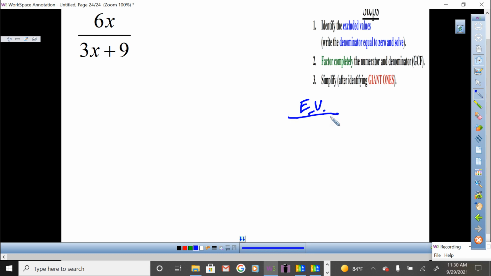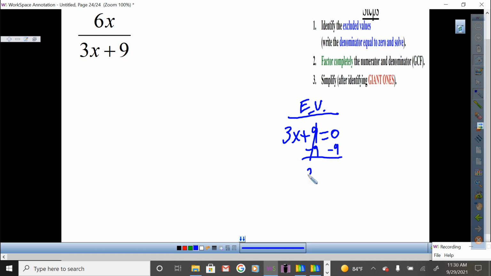All right, what do I write, Lenny? 3x plus 9 equals 0. Continue, Andy. What do I do? Negative 9, negative 9. 3x equals negative 9, and then divide by 3. Therefore, x equals negative 3. So according to Andy, x equals negative 3. That's our excluded value. How can we check?